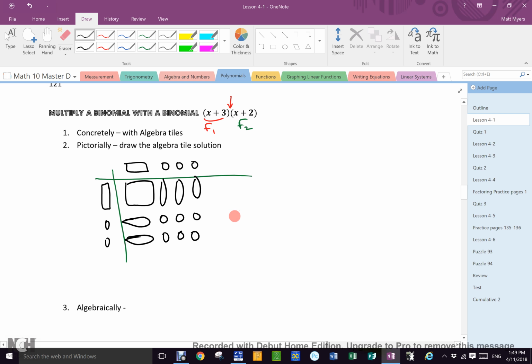The answer lives in the middle, so all you got to do is count now. What's that? x squared. What's all of these? Plus 5x's, because they're not colored in. And what's this? Plus 6. Easy peasy, right? Everybody good?